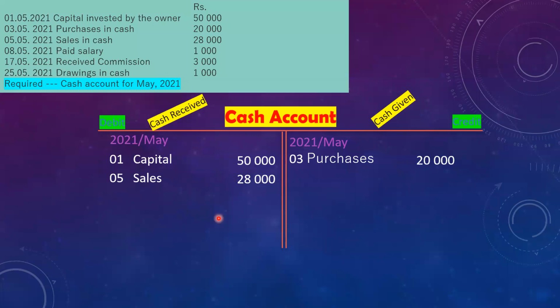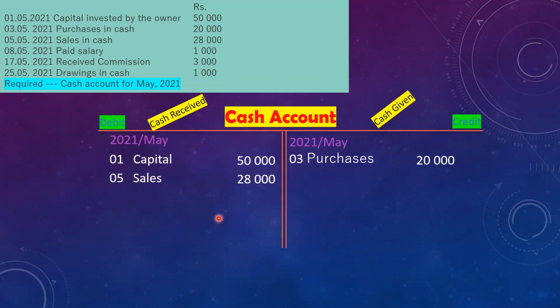No need to write the entire sentence, my dear. Don't write like that. Sales in cash, no need to write because in cash only it comes to cash account, right? Again, no need. So sales 28,000.